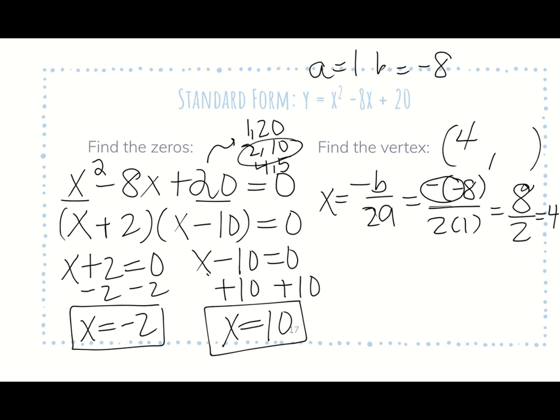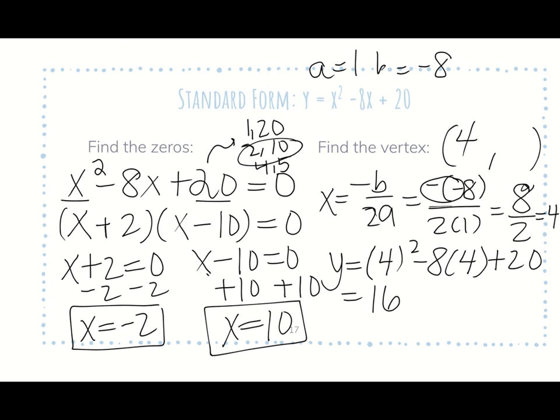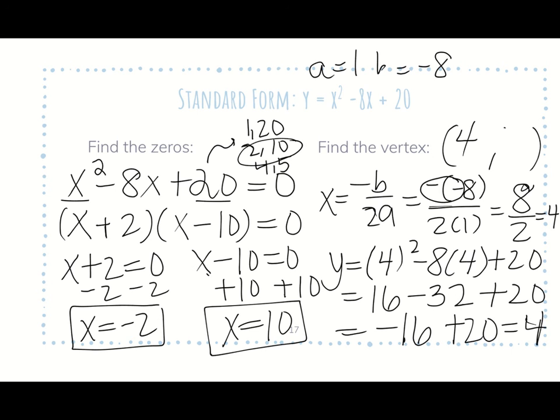To find y, we plug it in. We know what x is, so we just substitute that in. So we would have 4 squared minus 8 times 4 plus 20. So exponent first would be 16, then multiplication, negative 32 plus 20. Left to right, 16 minus 32 is negative 16. Negative 16 plus 20 is 4. So my vertex is 4, 4.